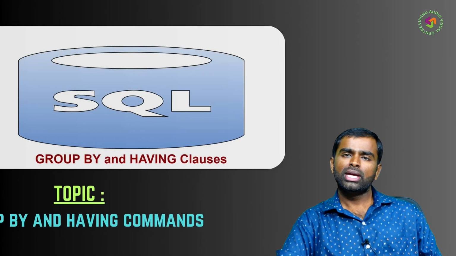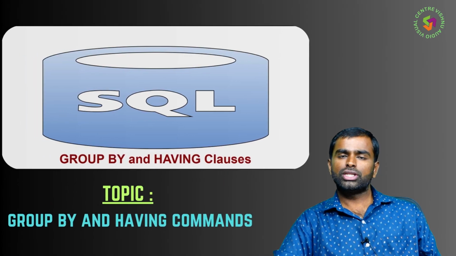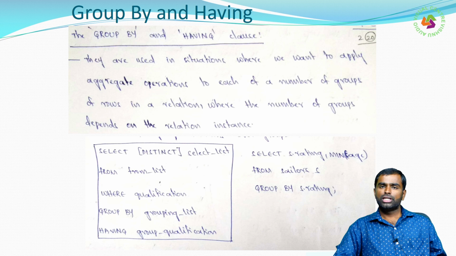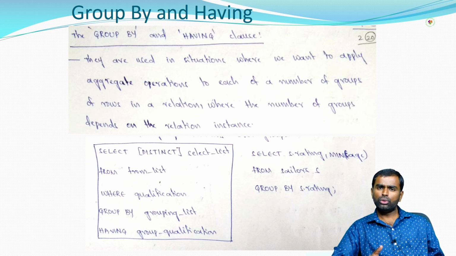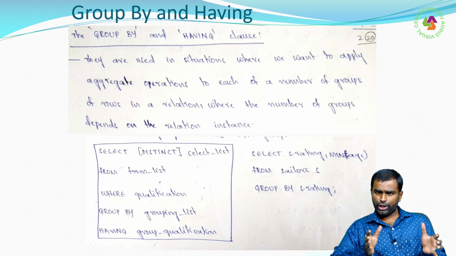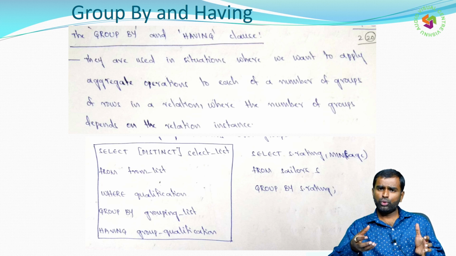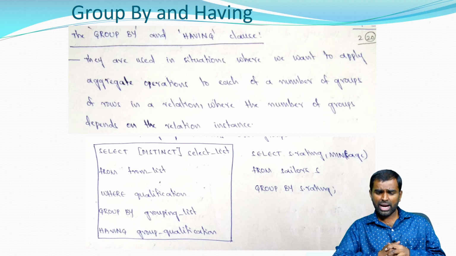Basically we have select, from, where. These are the basic commands; simple SQL queries we can write using select from where. The group by and having commands are used to divide the data into different groups. And if you would like to give a condition on the group, then you will use the having command.